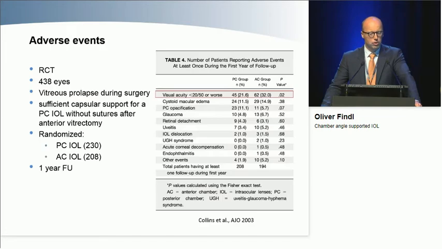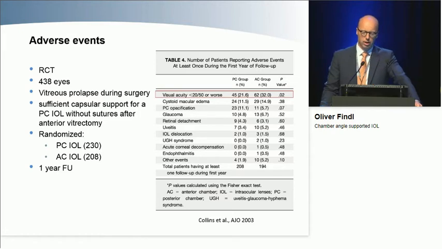Let's look through the adverse events in a more systematic fashion. There's one randomized control trial. There are not very many trials about AC IOLs, as you can expect, but there's one large trial by Collins with 438 eyes. What he did is he had patients with capsular rupture and vitreous prolapse, but sufficient capsular support also for a posterior chamber IOL without sutures. He then randomized into posterior chamber and AC IOLs. One year follow-up. And essentially, when you look at most of the complications, there are actually no significant difference between the two groups. For visual acuity, there is, so slightly worse visual acuity for the AC IOL group, but not much.